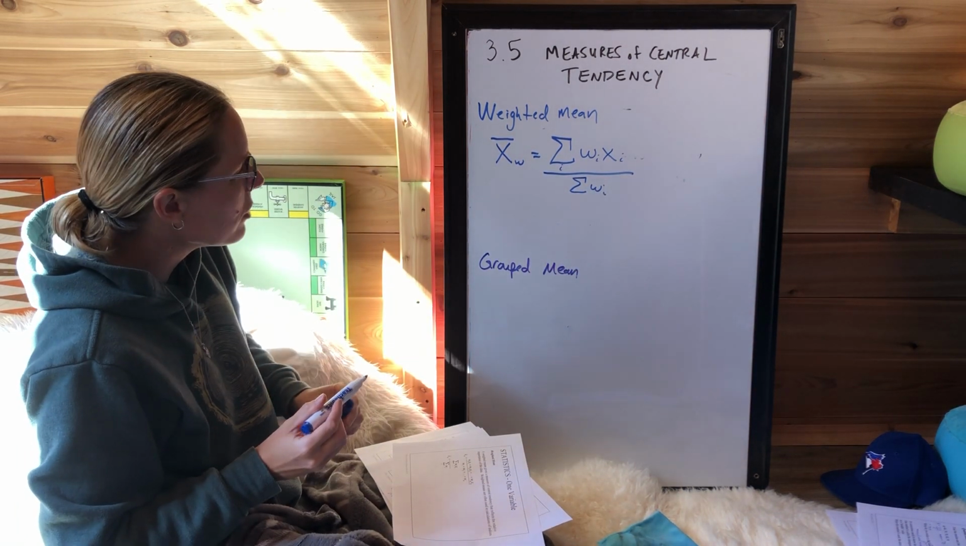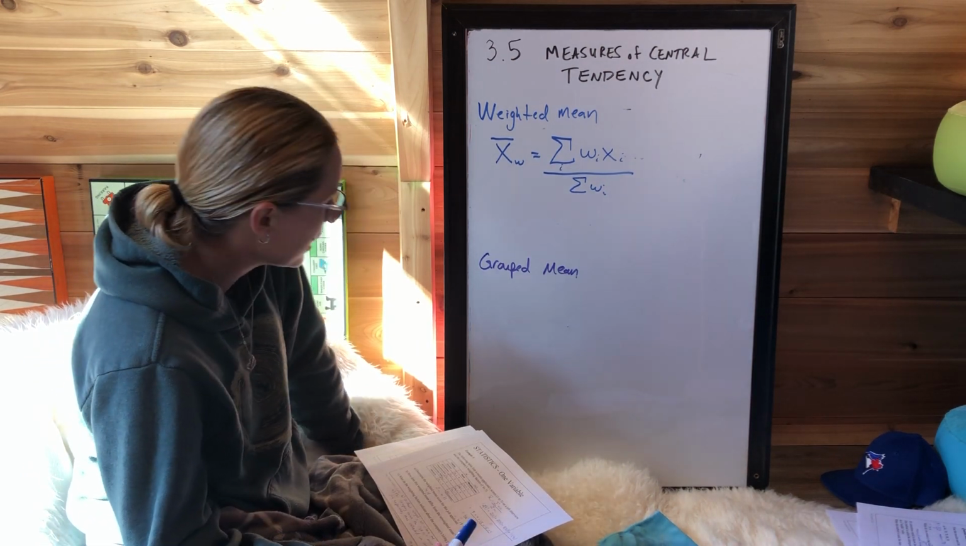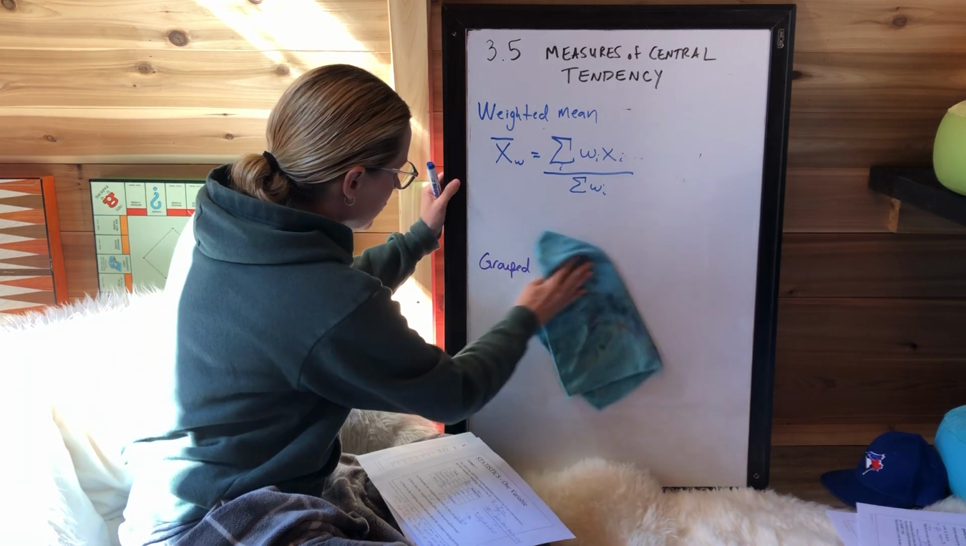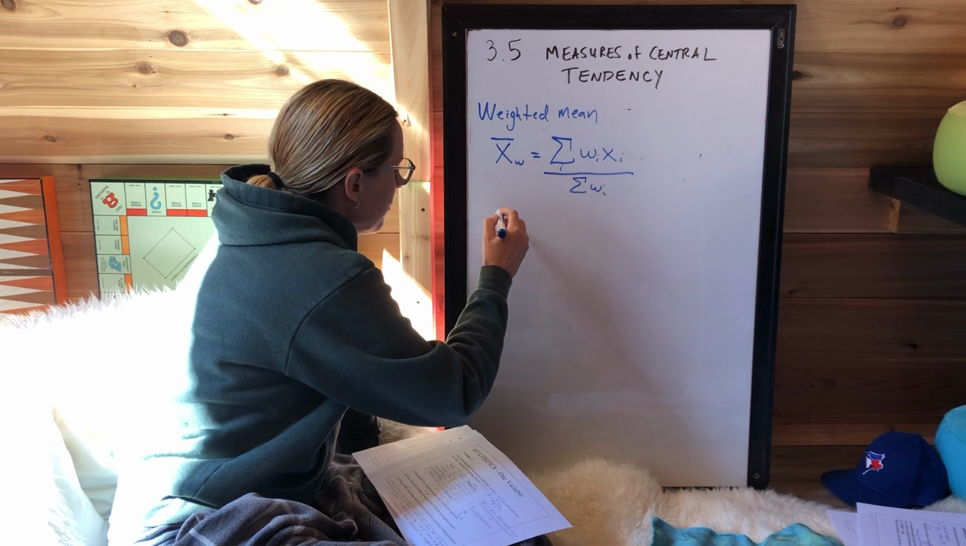Okay. So when you do a weighted mean, it seems like maybe it's a little bit complicated when it's not. Let's save this for the next one. So the example they give is basically like this.